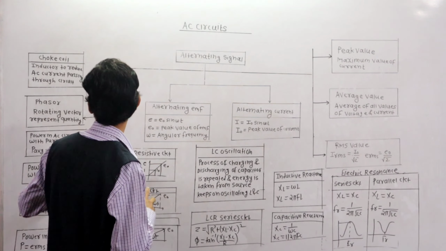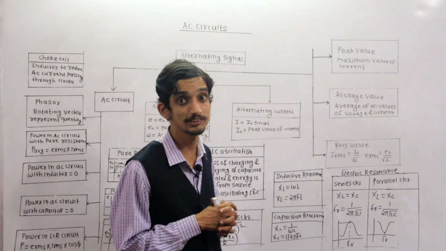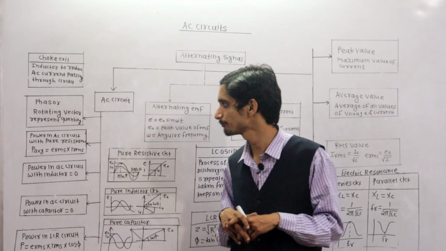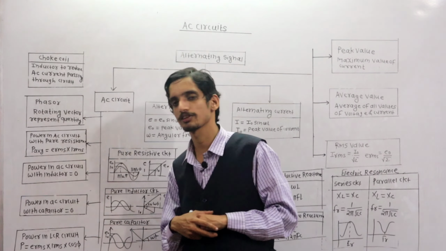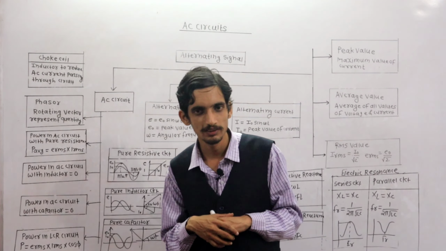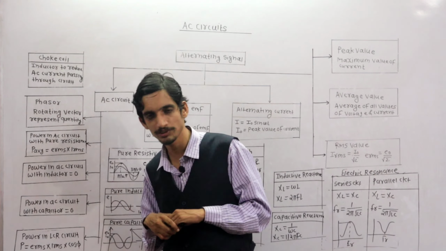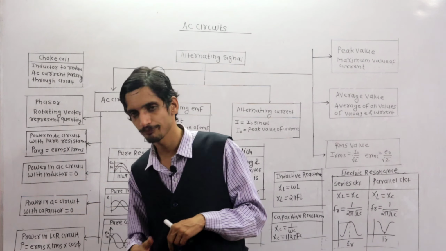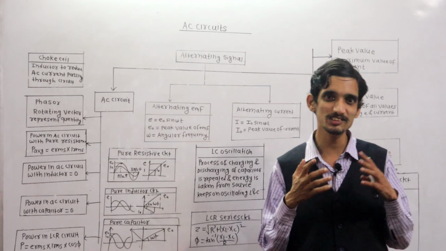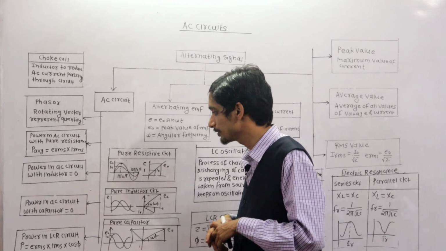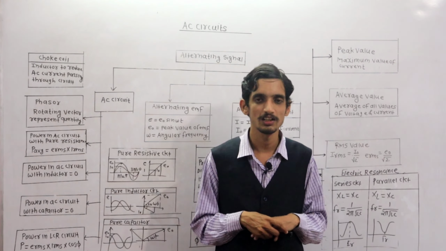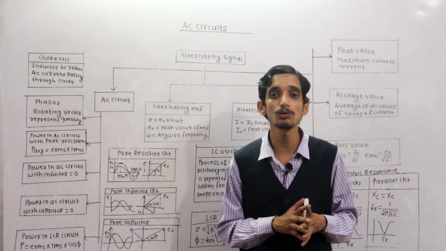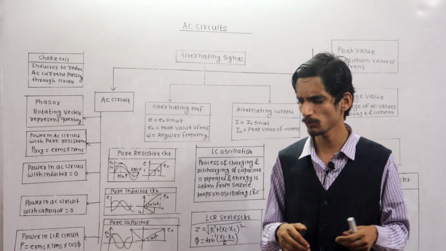Then basically phasors. We discuss phasors also. Phasors are rotating vectors which represent an alternating quantity. Then power in an AC circuit: if you consider a pure resistive circuit, the average power is E_RMS into I_RMS. But in a pure AC circuit with an inductor, the average power is 0. With a capacitor only, the average power is 0. And in an LCR circuit, the average power is E_RMS into I_RMS into cos phi. Clear? Okay.